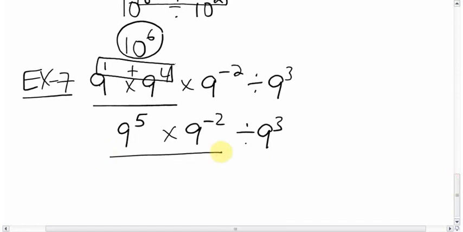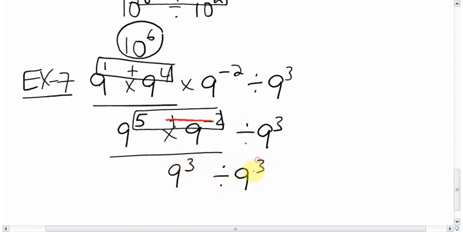Next, left to right this way. We're multiplying, so we're going to add these two exponents. 5 plus negative 2, double sign. They're different, so this can become a big minus sign there. So 5 minus 2 is 3, so it's 9 to the power 3. Bring down the divided by the 9 and the 3. We're dividing, so we're going to subtract. We subtract 3 minus 3. 3 minus 3, 0. We have 9 to the power 0.